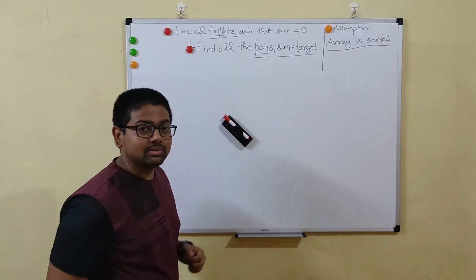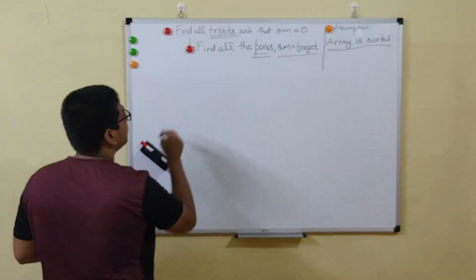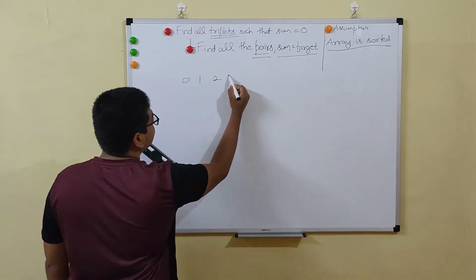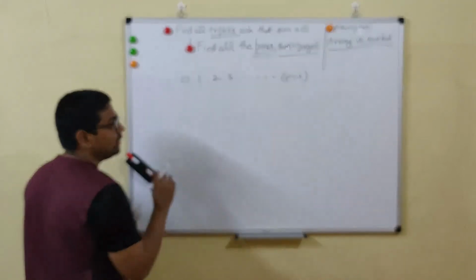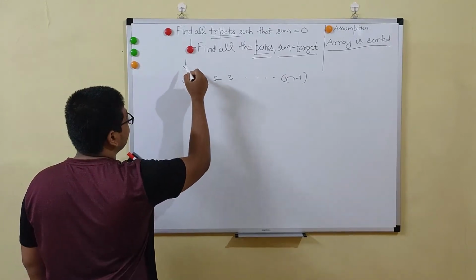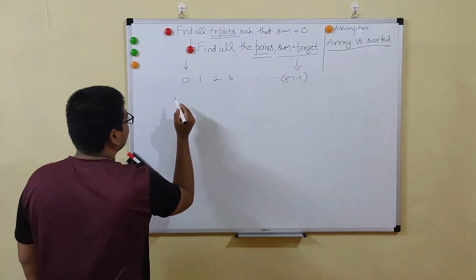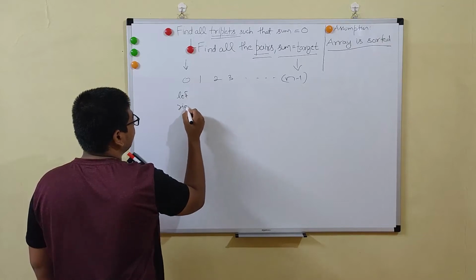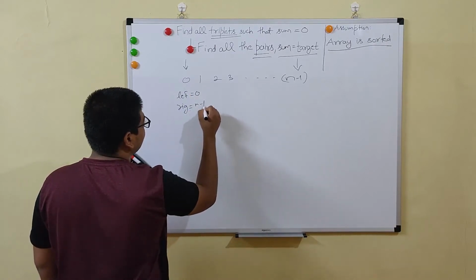Actually, we can do better than this because of our array, which is sorted. Let's see how we can do this. So we have our array something like this. We have these indexes going on till n minus 1. So we are going to use a two-pointer method here. The first pointer will point towards the 0th index, and the second pointer will point towards the last index. Let's call them left and right. Left will point towards 0 and right will point towards n minus 1.